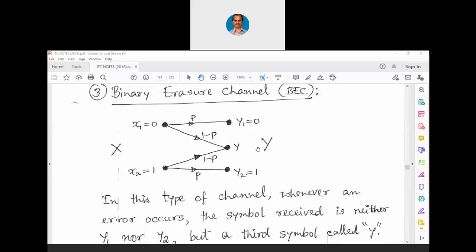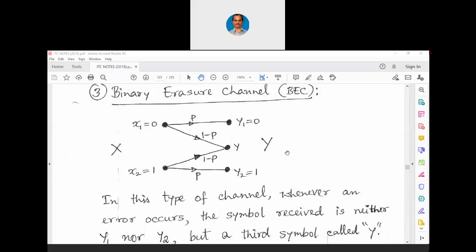That is fine. But that additional symbol, how is it received? Because of the channel itself, whenever an error occurs. Otherwise, Y2 must have been received when X1 has been transmitted. Then we can say it is a conditional probability. Here it is not so. That is why I am telling you this is a different type of channel.